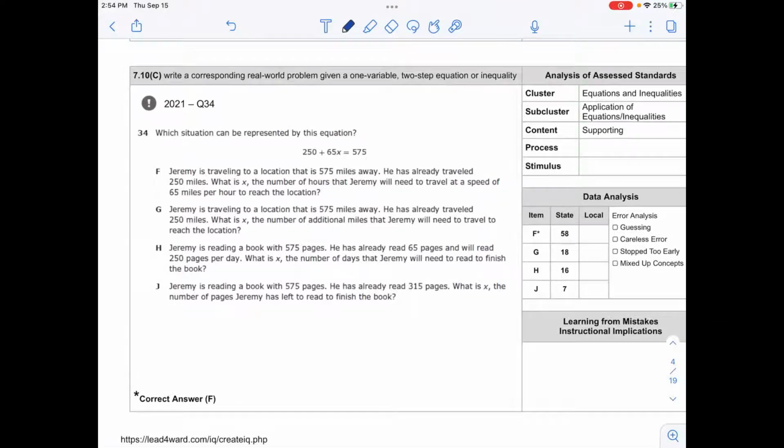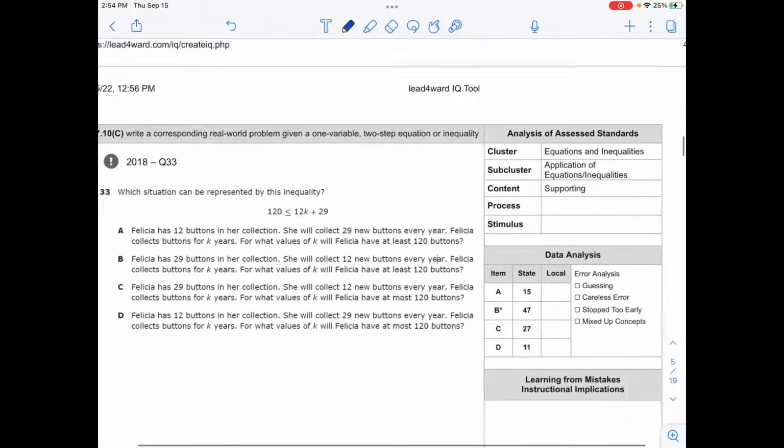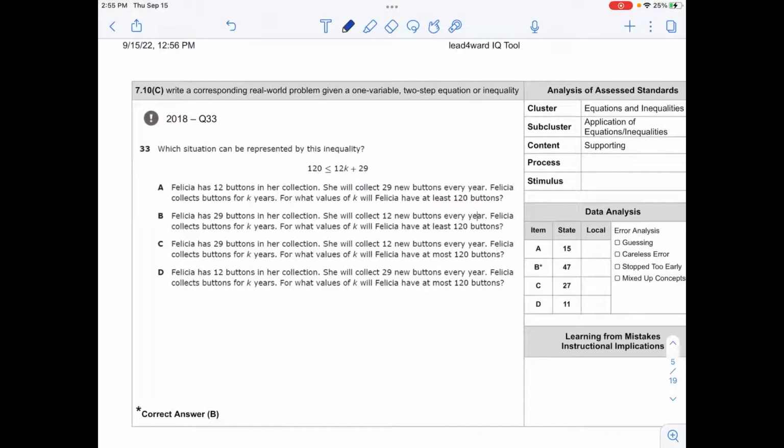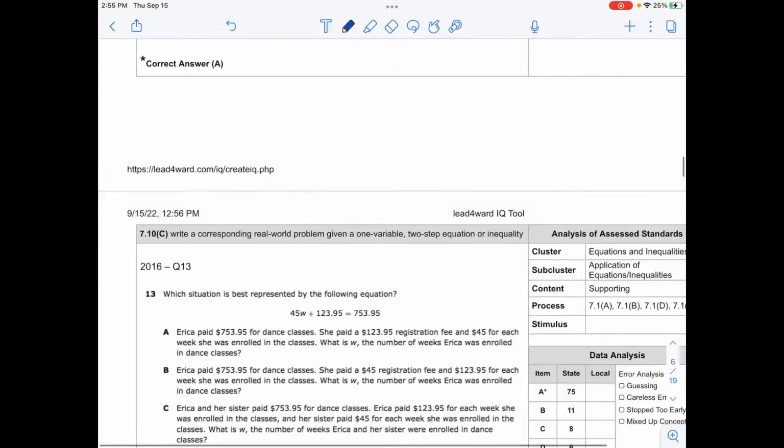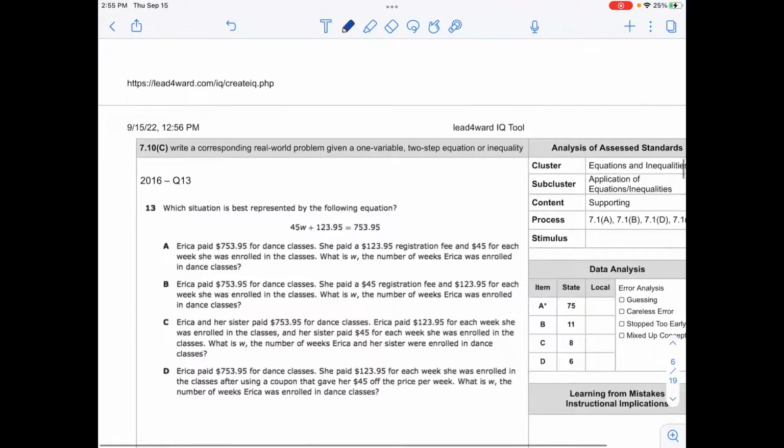In 2021, there was a similar problem, although it was written a little bit differently, not in your normal y equals mx plus b form. And the equations and inequalities, remember, are both in this TEK, so there are some inequalities as well. So that's pretty much the STAR release questions. Now let's take a look at what's in Eduphoria.